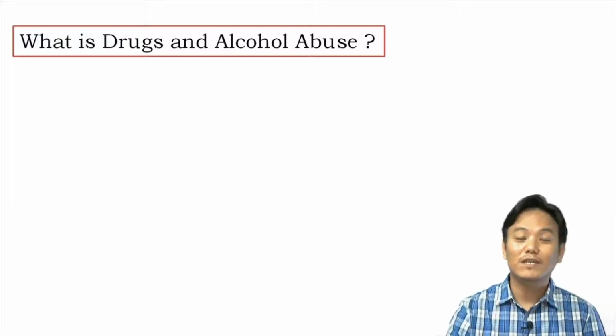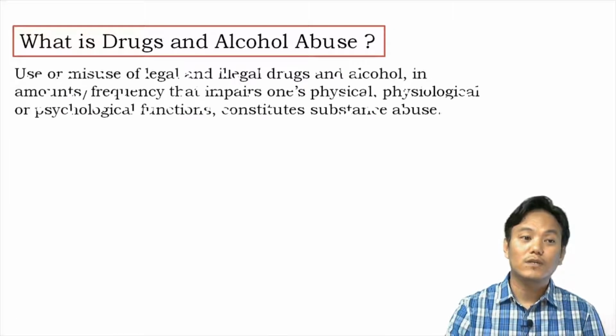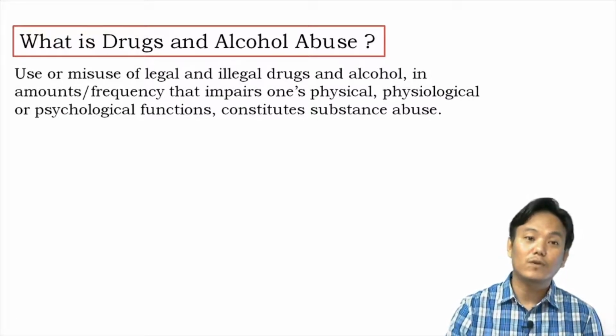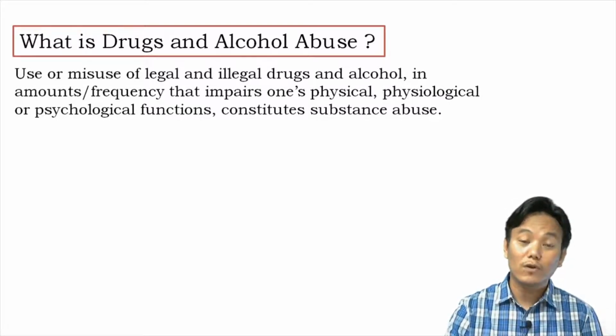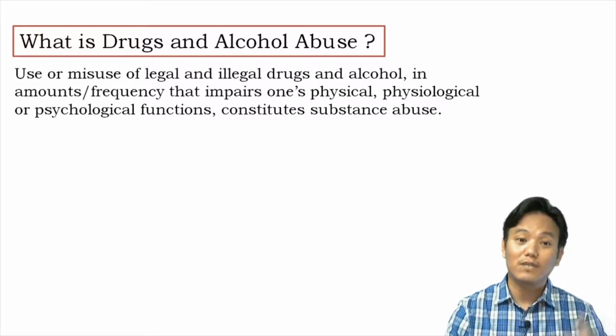So what is drugs and alcohol abuse, or what constitutes substance abuse? The definition of substance abuse is the use or misuse of legal and illegal drugs and alcohol in amounts or frequency that impairs one's physical, physiological or psychological functions. That is called substance abuse. In other words, if a person misuses certain kinds of drugs and alcohol in amounts or quantities that harm one's body function as well as mental function, that is called substance abuse.